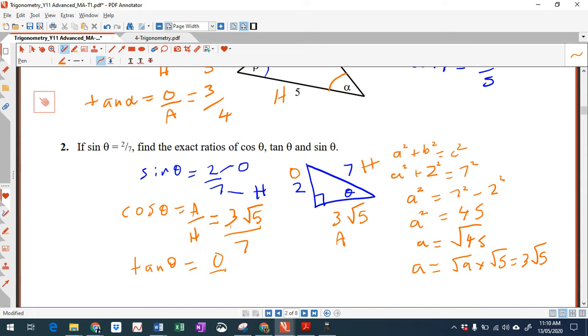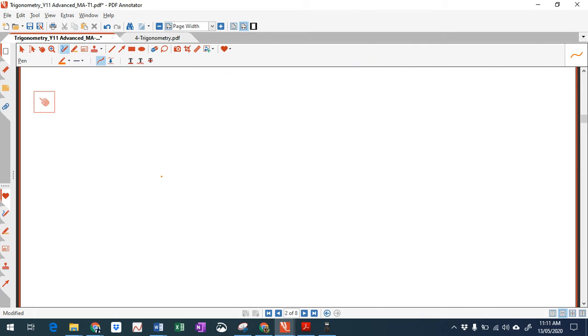Opposite divided by adjacent, which will be 2 over 3 root 5. Okay. Sine theta, well, actually, that's a mistake. We don't need that because we already found it. Sine theta is 2 over 7. Okay, next question.